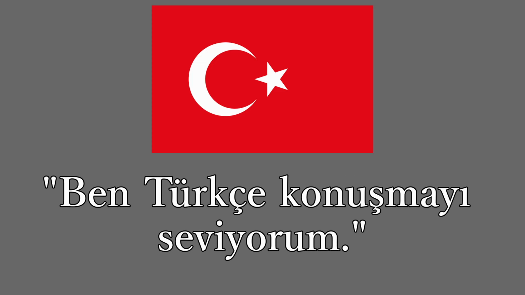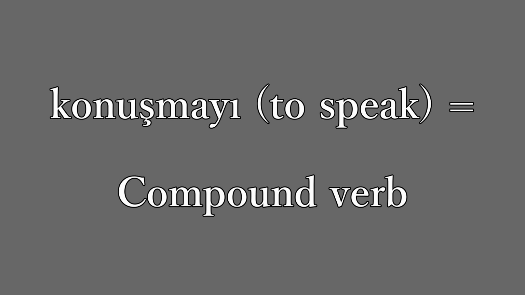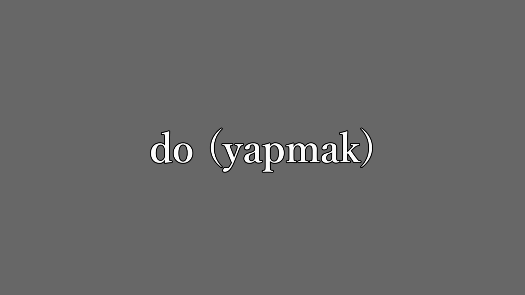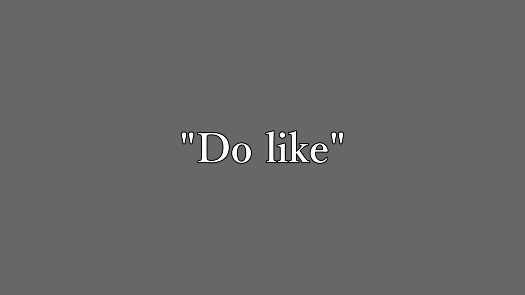In Turkish, we can say ben Türkçe konuşuyorum, I speak Turkish, and then ben Türkçe konuşmayı seviyorum, I like to speak Turkish. In this case, seviyorum, like, is the main verb, and konuşmayı, to speak, is the compound verb formed with the auxiliary verb do, yapmak, to create something similar to English's do like.